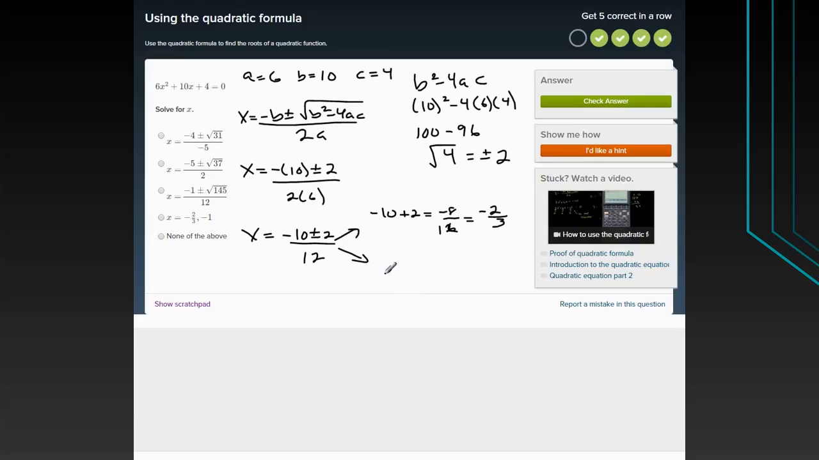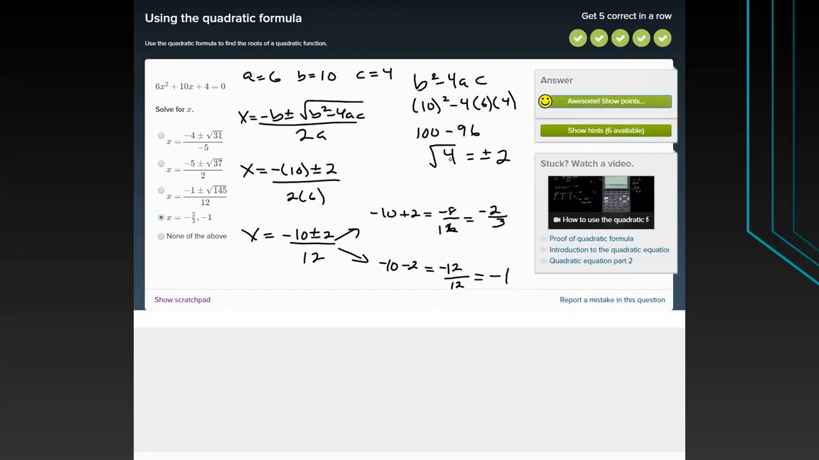Then my other one is negative 10 minus 2, which is negative 12, divided by 12. In this case, it's negative 1. We see one of the answers is x equals negative 2/3 and negative 1. That would be my solution for this problem. And then I hit check answer, and that's the answer.